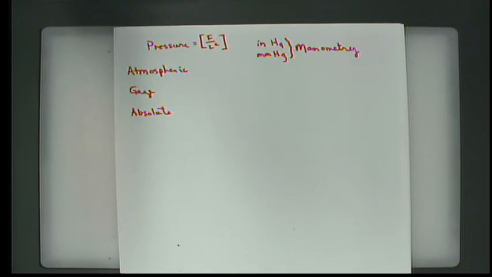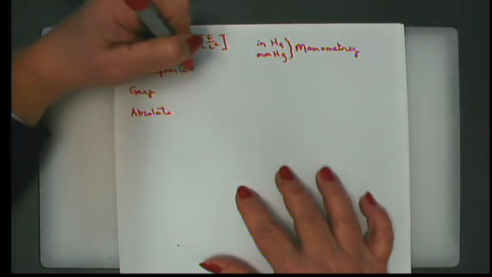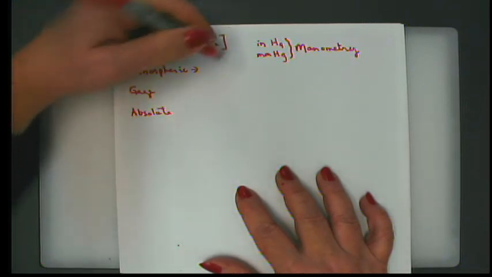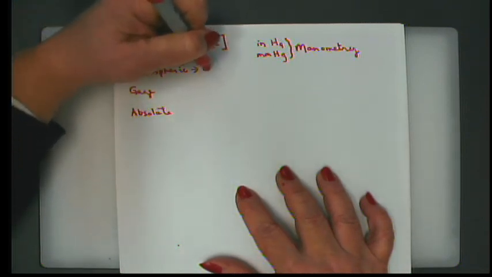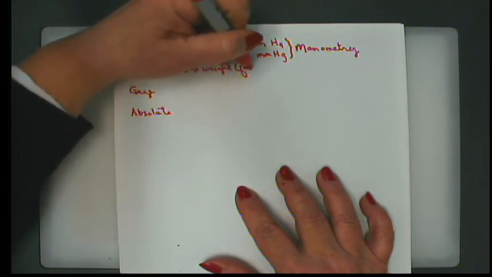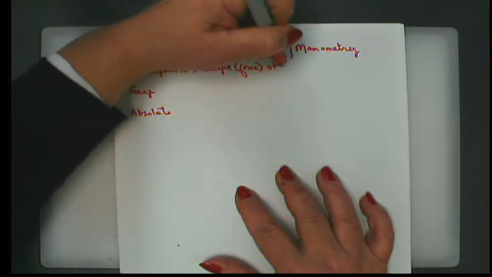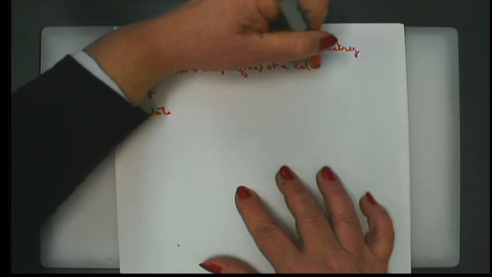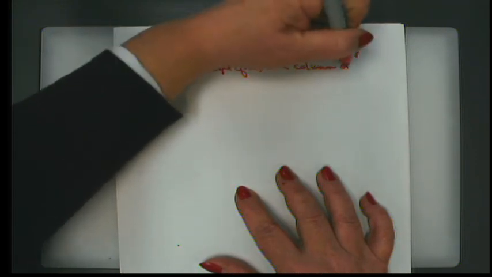The measurement of pressure is always called manometry, even if you're not using fluid-filled columns, although that's sort of the basis of where it came from. Atmospheric pressure is the pressure that's exerted all around us, and it's basically the weight, which is a force, of a column of atmosphere.